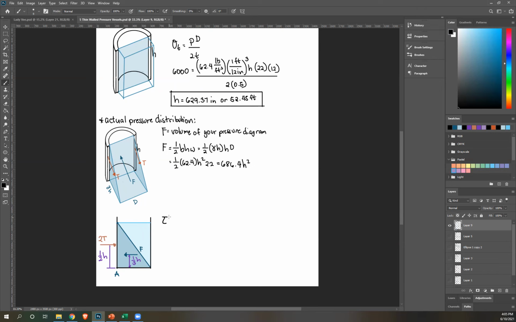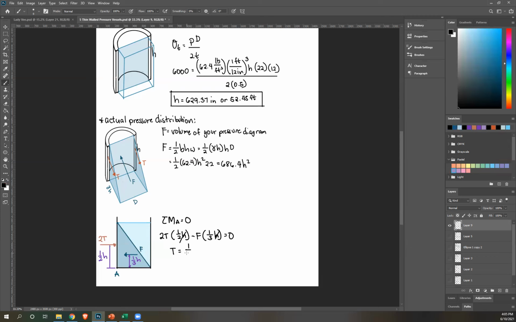So summation of moment at A equals 0, right? Let's start with 2t. 2t rotates about A, that's clockwise, so positive 2t times distance, which is 1/2 h. Okay, next, rotate F about A, that's counterclockwise, so negative F, and distance from A is again 1/3 h. Equate that to 0. Then you'll see h cancels out. So we have 2t times 1/2, that's t, equals 1/3 F.